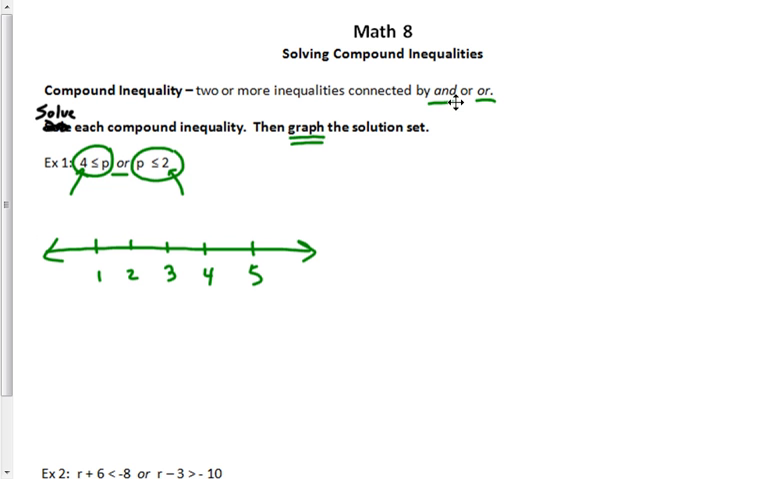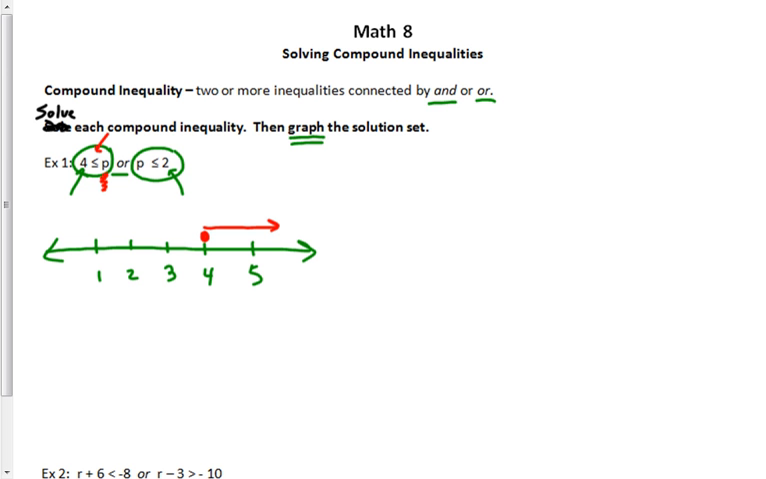Now, when you do this, it's easiest to read from your variable. So here's my variable, p. Notice p is going to be greater than, because the alligator mouth eats the bigger number. So p is greater than or equal to 4. Greater than or equal to has a closed circle, and if you read from your variable, it tells you what direction to go. It says p is greater than or equal to, and greater than values are to the right.